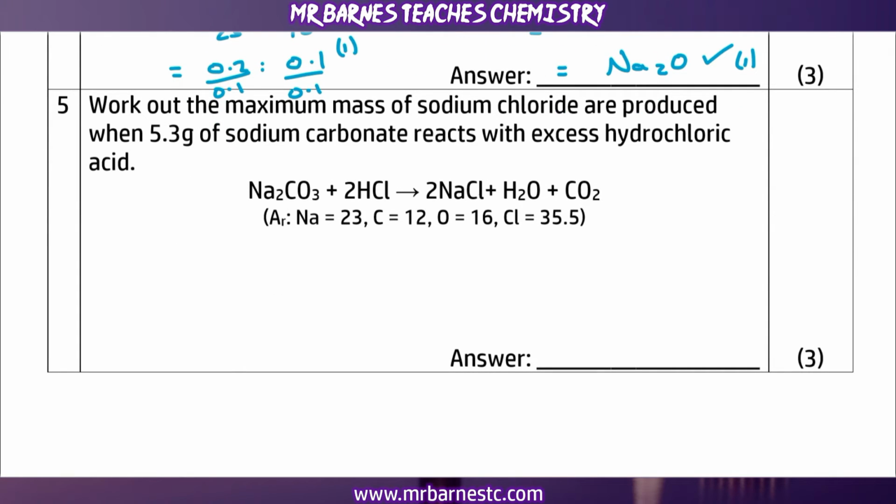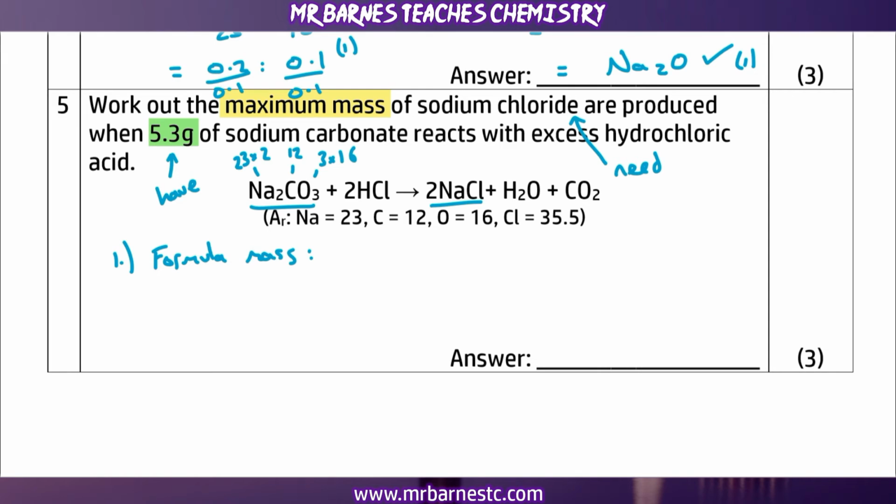Question 5, work out the maximum mass of sodium chloride. Again, there's your keyword, maximum mass. So you've guessed it, the first thing you do is you work out the formula mass. Sodium carbonate, 2 sodiums, 2 times 23. 1 carbon, 12. 3 oxygens, 3 times 16.